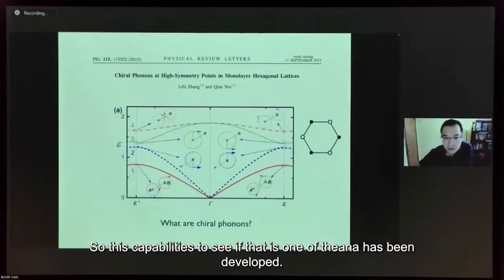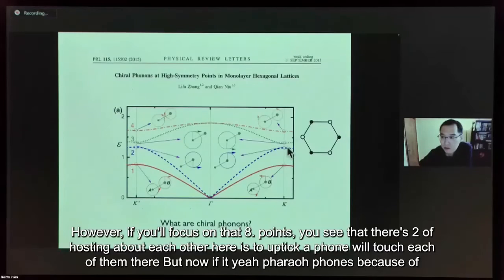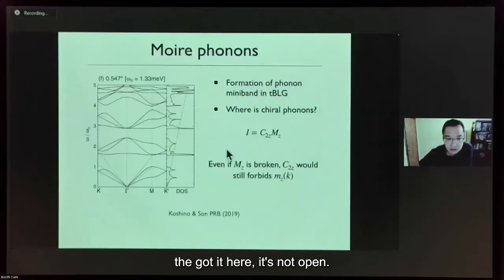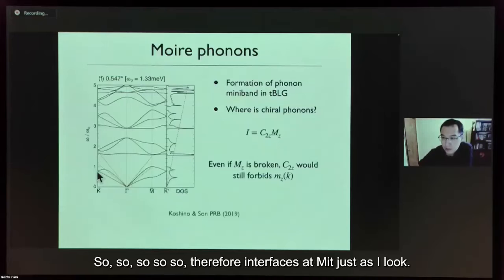But now if you compare this with the boron nitride case, obviously we have chiral phonons because of the breaking of inversion symmetry. Those branches should open a gap. But here, the gap is not open. So therefore, in twisted bilayer graphene, just by looking at the figure, you know that the phonons are not chiral. So what's the problem here?